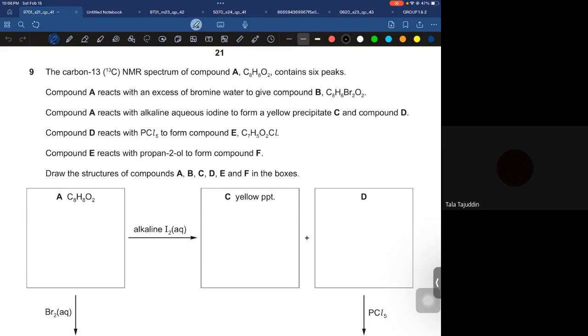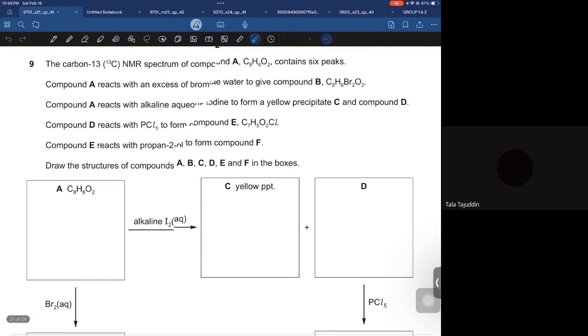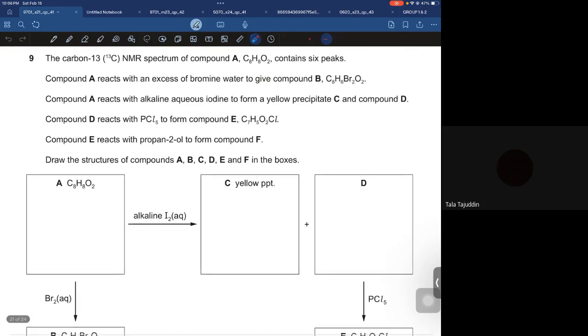In this question, they are asking the carbon 13 NMR spectrum of compound A. Compound A is C8H8O2 and contains six peaks, meaning six chemical environments in total. Compound A reacts with an excess of bromine water, which means that it has a double bond.